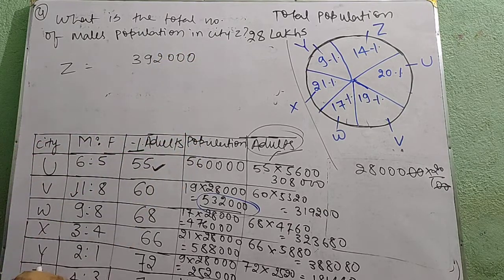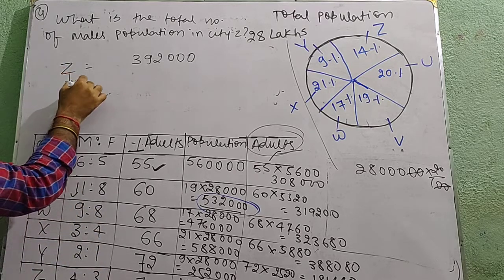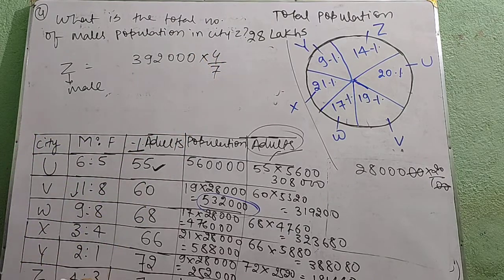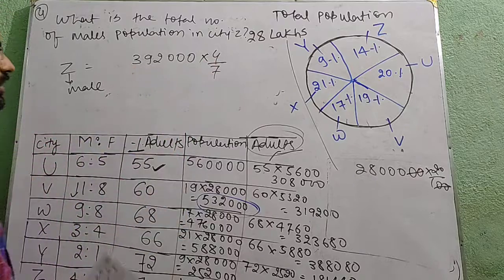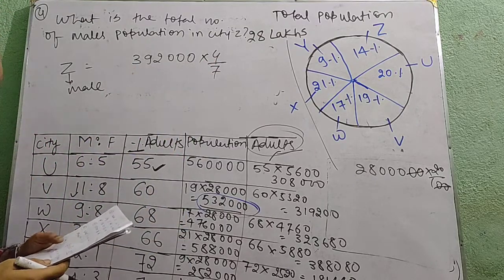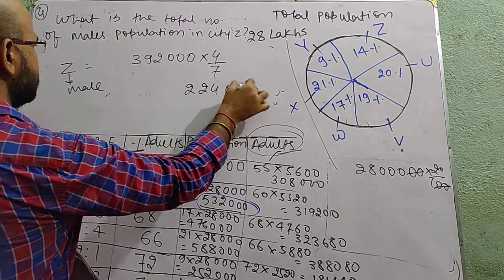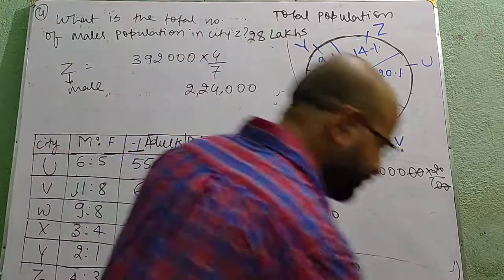The ratio of male and female is 4:3. For male, it is 4/7. Why 4/7? The total is 7, and for male it is 4. You will calculate 4/7 of 3,92,000, and the answer will be 2,24,000. That is the answer for this question.